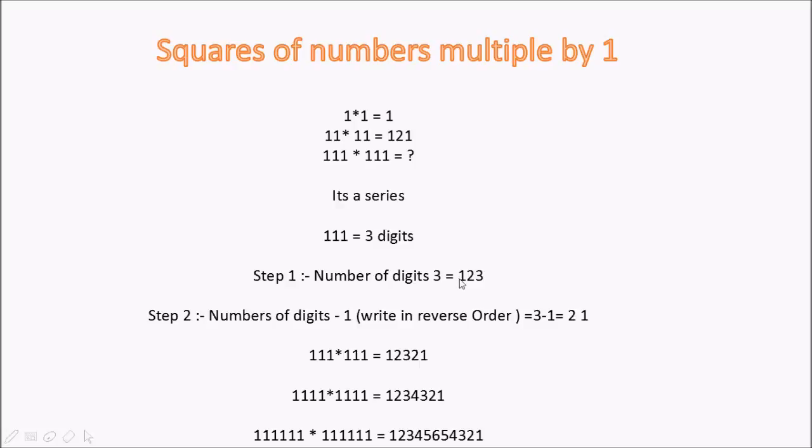Step 1 shows that the number of digits is 3, so we would write 1 2 3, and from there it goes in reverse, decreasing by 1. You have 3 digits, so minus 1, 2 digits, 2 and 1. So 111 into 111 equal to 12321: 1 2 3, and 2 1 in reverse order. In the same way, 1111 into 1111 equal to 1234321.